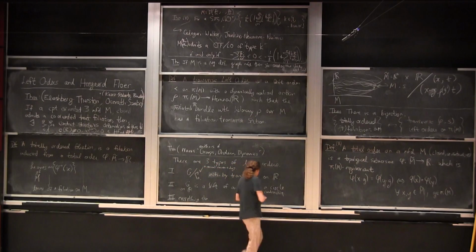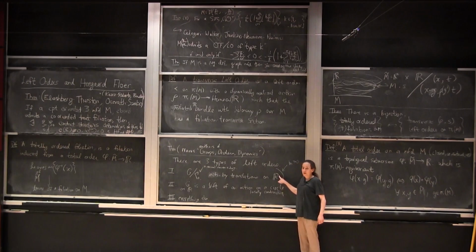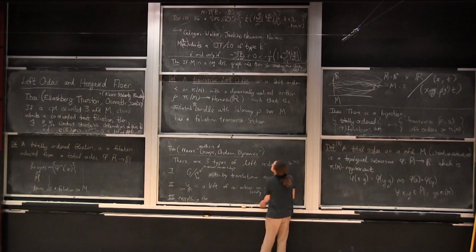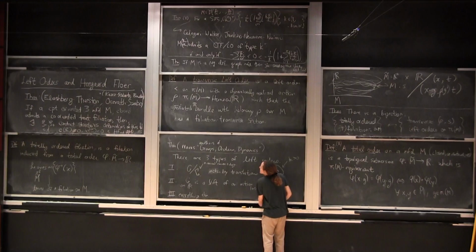So this first type includes all Conradian orders, and in particular, most of the left orders associated to manifolds with B1 greater than 0 have to be in type 1. So, where did I go?